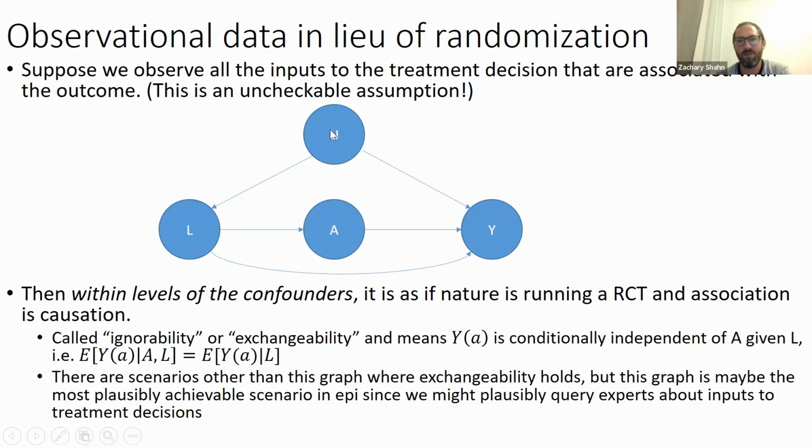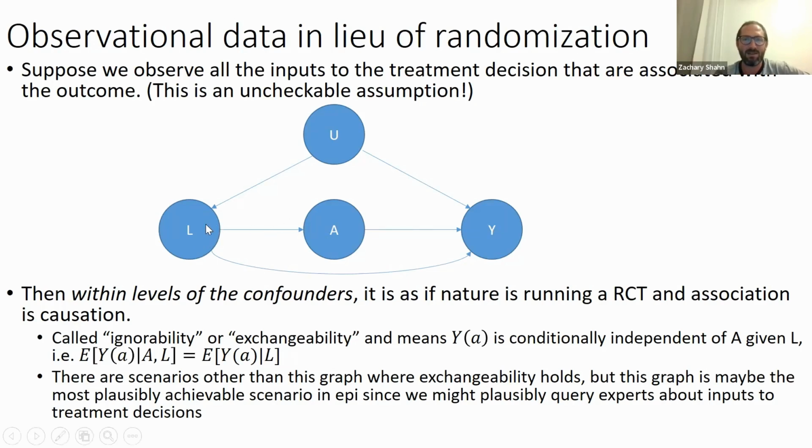U is an unobserved variable, so it doesn't enter into our calculations at all because we don't measure it. The only reason I included it here is just to show that there are allowed to be unmeasured common causes of the covariates that aren't treatment and the outcome, but there can't be any unmeasured direct common causes of treatment and the outcome. A is the treatment of interest, L is a confounder that's observed, and Y is the outcome.